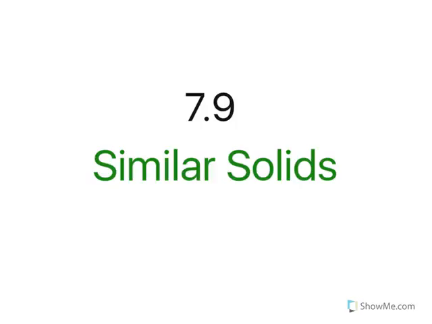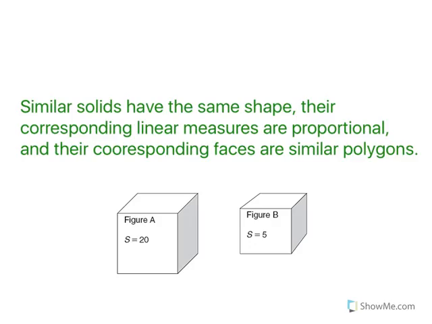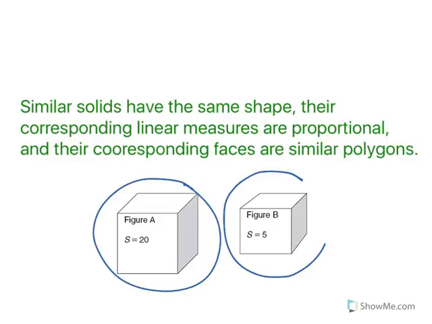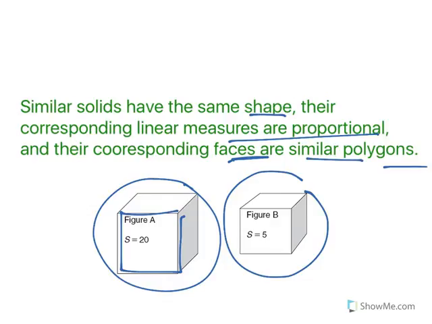This lesson is on Chapter 7, Section 9, titled Similar Solids. We've done a lesson like this a little bit in previous chapters, but we're just comparing similar solids in this example. So similar solids have the same shape, their corresponding linear measures are proportional, and their corresponding faces are similar polygons. So if you look at this, this shape is similar to this shape. They have similar shape, their measures are proportional, and their faces, these are their faces, are similar polygons.